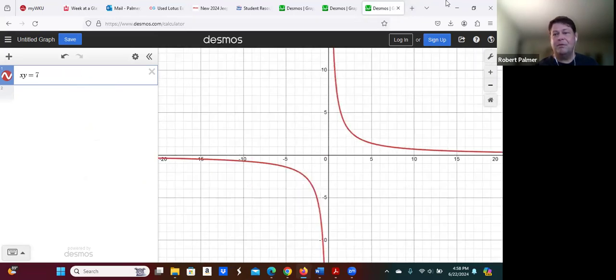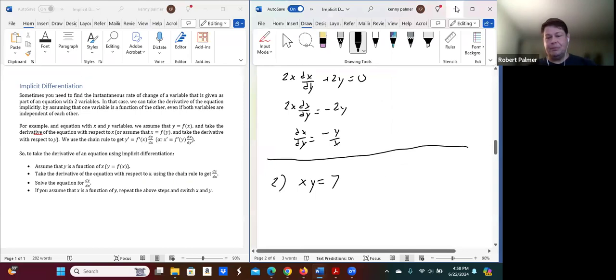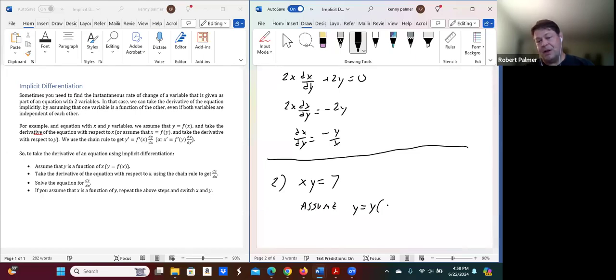I want to take the derivative. Now here, from now on, we'll just assume y is a function of x. But just remember, as we saw before, we can always do it the other way. So once again, we're going to assume that y is some function of x. And so that's going to give us x times y of x is equal to 7.